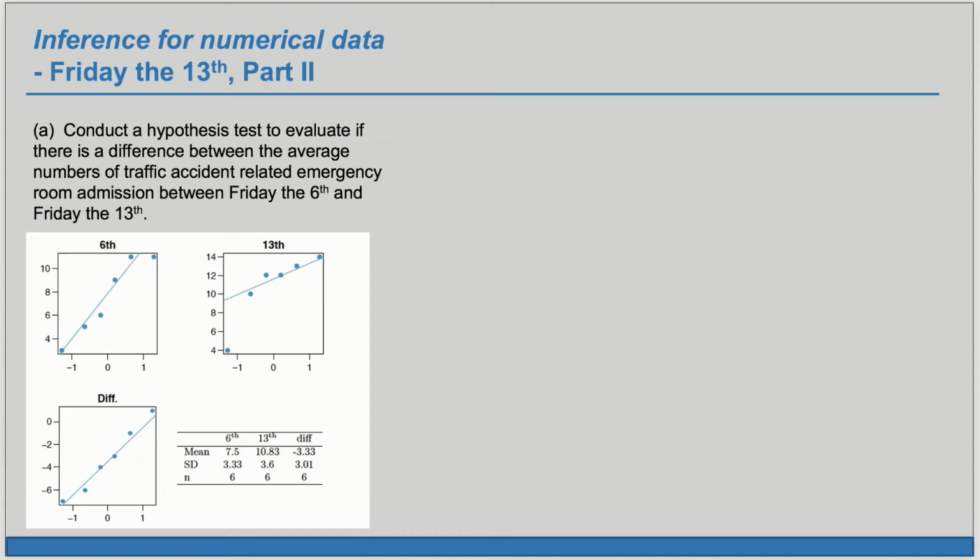A. Conduct a hypothesis test to evaluate if there is a difference between the average number of traffic accident-related emergency room admissions between Friday the 6th and Friday the 13th. So, in order to structure our response, we'll use this familiar I4C framework: identify, choose, check, calculate, and conclude. So first we want to identify the hypotheses, and we'll test those at the alpha is 5% significance level.